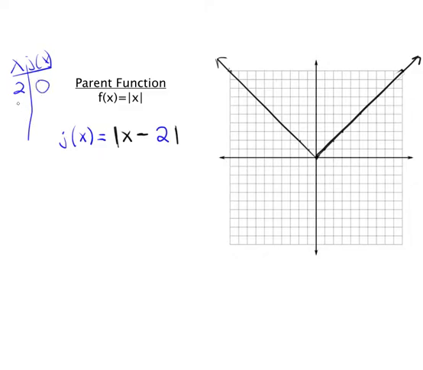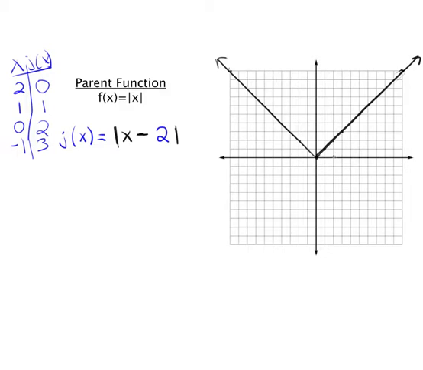That's interesting. Let's go to 1. So 1 minus 2 is negative 1. The absolute value of negative 1 is 1. Let's try 0. 0 minus 2 is negative 2. The absolute value of negative 2 is a positive 2. Negative 1 minus 2 is a negative 3, and the absolute value of negative 3 is a positive 3. And I notice that it's continuing to go up from here.